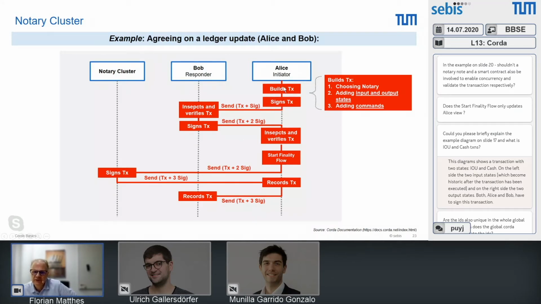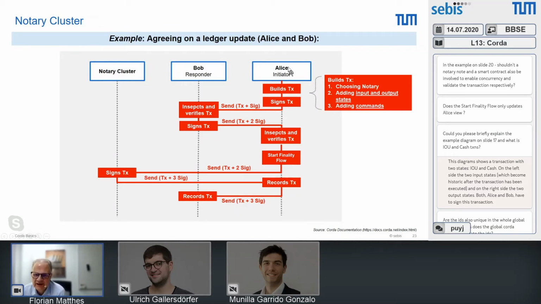So we have seen Alice builds the transaction, signs it, Bob inspects and verifies it, and signs in the case of success. This is the happy path here. He sends it back to Alice, she inspects and verifies it, and starts the finality flow, which is then initiated, which now goes to the notary cluster, which validates the uniqueness constraint and then signs the transaction again with his signature or her signature. I don't know whether it's a male or female notary.